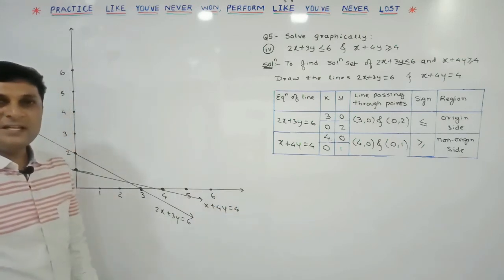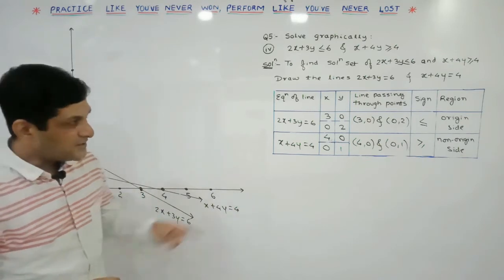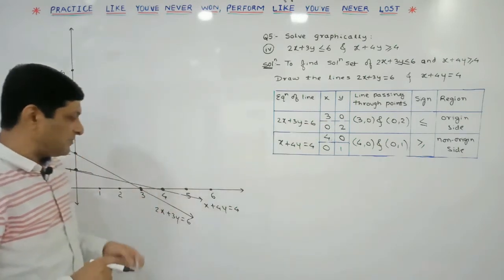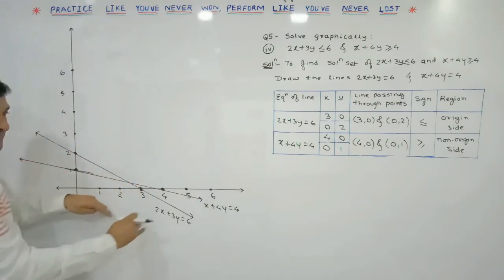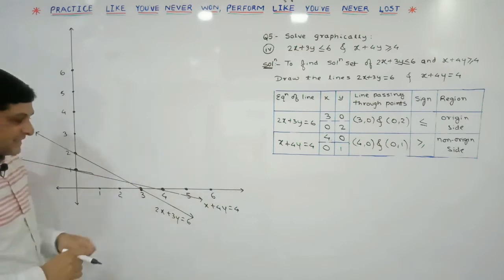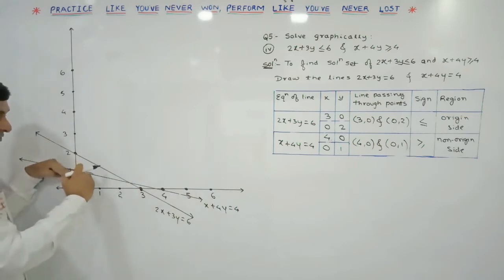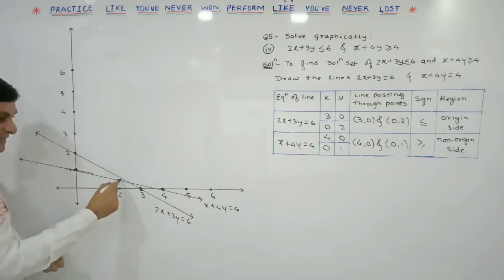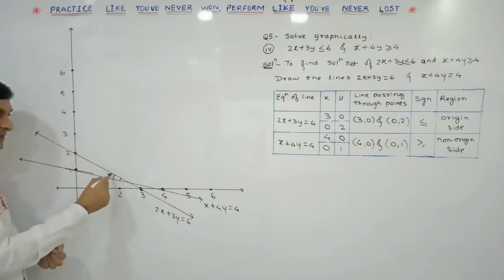Now from the inequations we are trying to find our required solution set. For the first line, the origin side part will be the solution set. Means for this line, this origin side part will be our solution set. And for the second line, the origin side part is not the solution set; the non-origin side part will be the solution set. So here we can say that for the first line it is the origin side, and for the second line it is the non-origin side part.